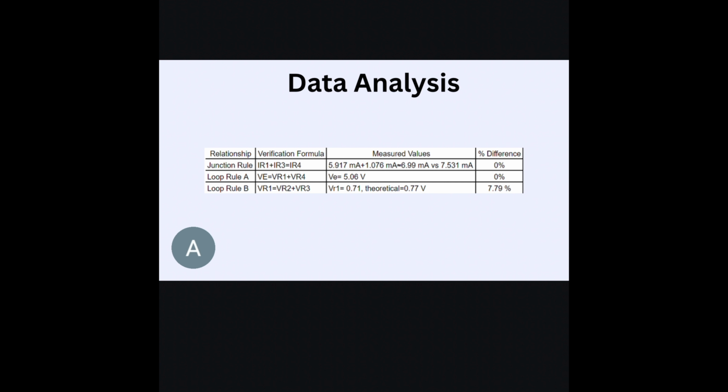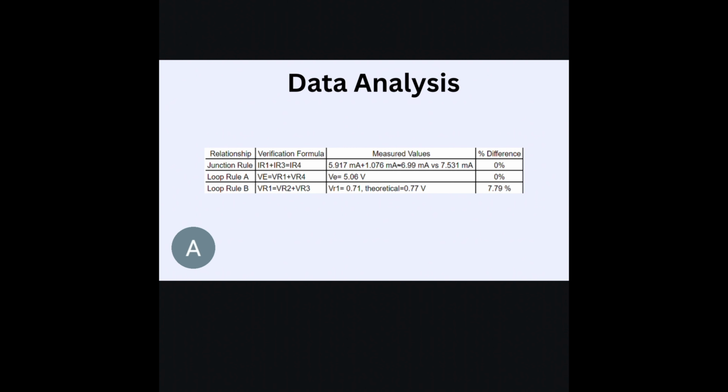We then moved to loop rule A, examining the conservation of energy. Our measured source voltage was 5.06 volts. This matched the combined voltage drops through resistor 1 and resistor 4 exactly, resulting in another 0% difference. This suggests that our measurement tools were highly consistent for this specific loop, with negligible energy loss detected across these components.